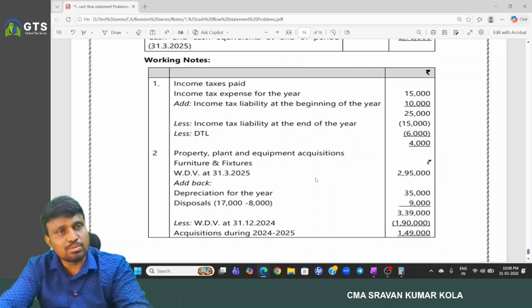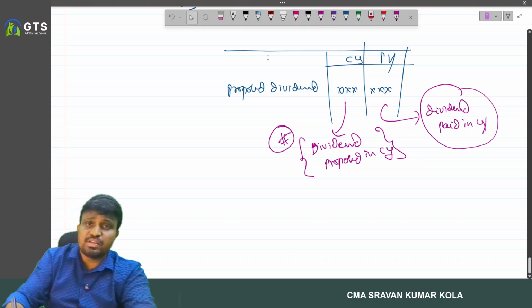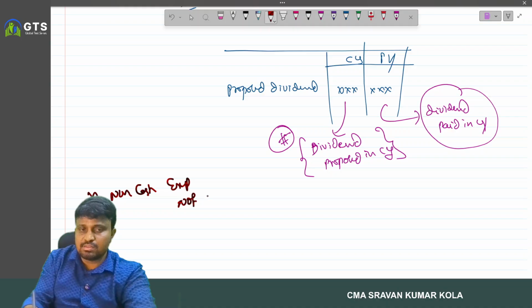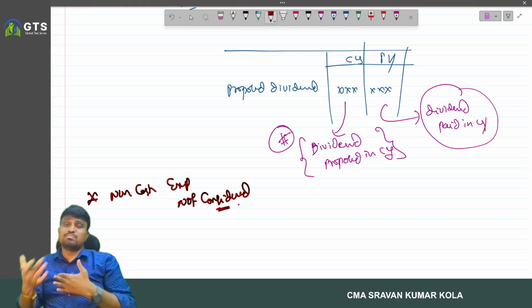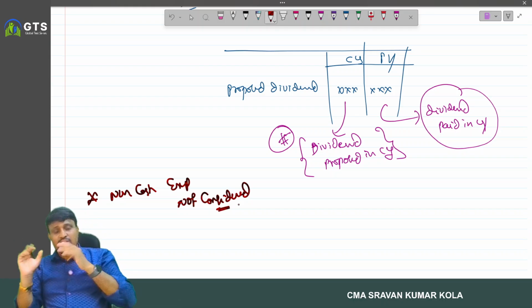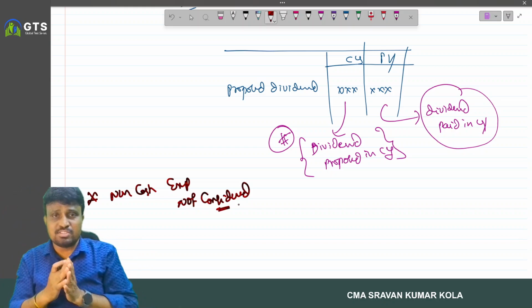Okay, this is the cash flow statement. And while preparing the cash flow statement, remember, non-cash transactions are not considered: like assets purchased by issue of shares, assets purchased by issue of debentures, etc. Those are not considered. Okay. This is simply the cash flow statement. I hope all points are covered.